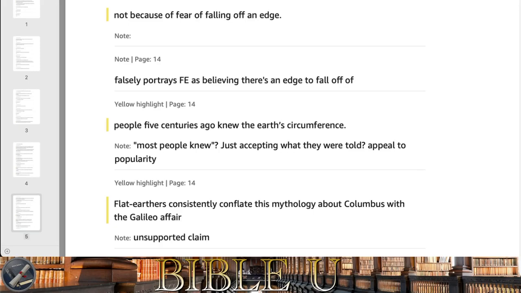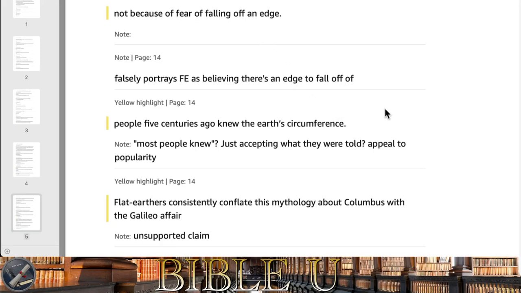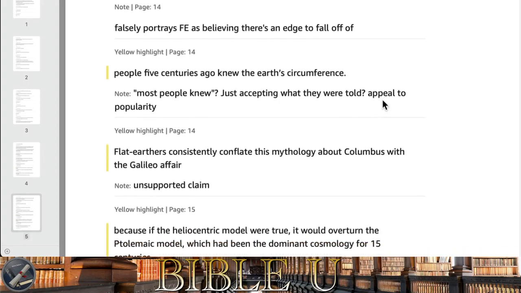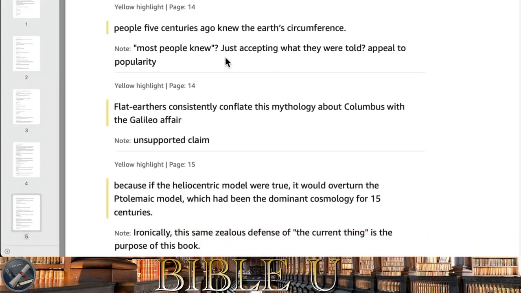And that's why I remarked about the image on the front of his book cover, that it pictures something which is a straw man argument. Most flat earthers, almost all, believe that there is no edge to fall off of. And then he says later on that people 5 centuries ago knew the Earth's circumference. How would he say that most people knew? And didn't he say that people shouldn't just accept what they're told? This is an appeal to popularity.